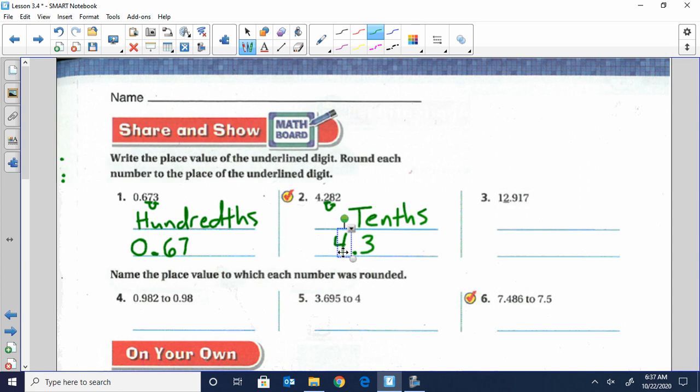Number 3, the 2 is in the ones place, so we're rounding to the nearest whole number. The 2 looks to the tenths place where the 9 is at. The 9 tells the 2 to bump up to a 3. So 12 and 917 thousandths is close to 13, and that's how we're going to round it. Nothing behind the decimal point, just the number 13.